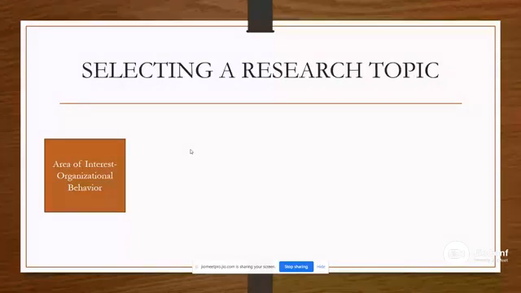Then you need to select your area of research interest. Specifically, if you are in accountancy, what do you want to do in accountancy? आप करना क्या चाहते हैं? In banking, or in human resource management, or in your management field, what do you want to do? So area of interest you need to select.